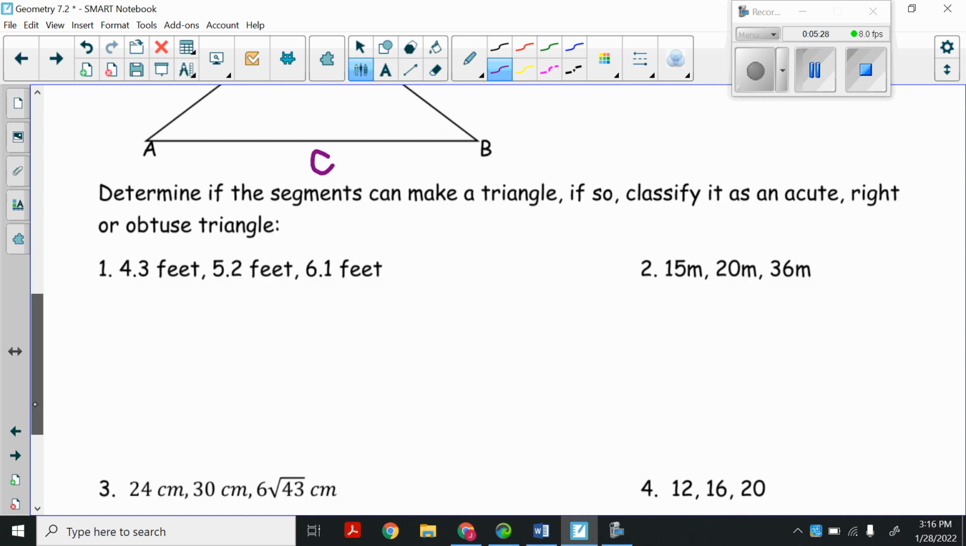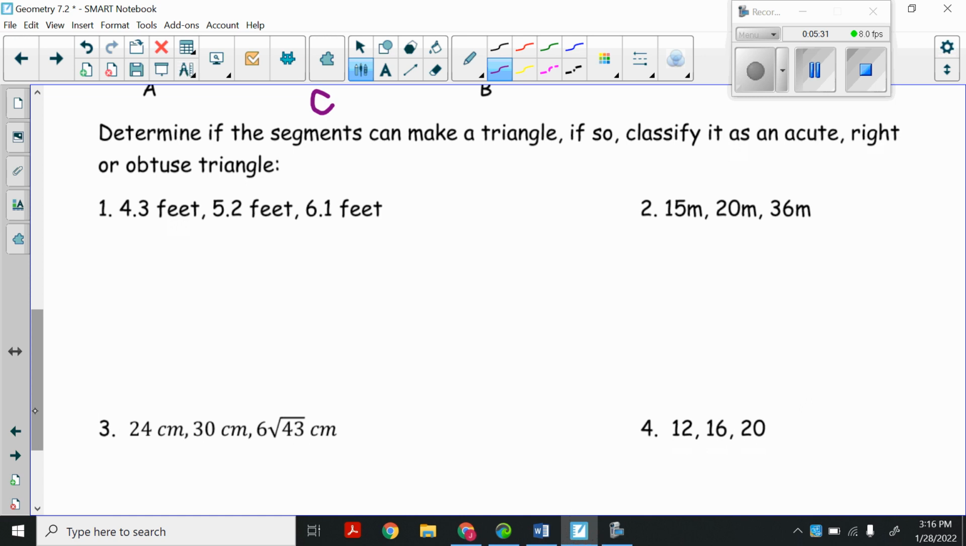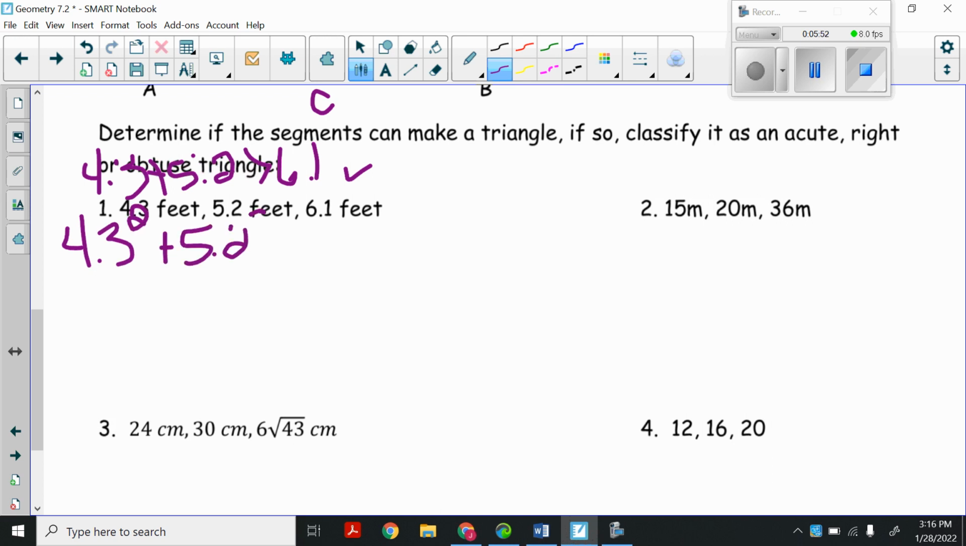So we're going to look at some examples like that. Determine first, can the segments make a triangle? If so, classify it. Is it acute, right, or obtuse? First thing we do, add the two smallest together. So it's 4.3 plus 5.2 greater than 6.1? Yes, so it'll make a triangle. Now I'm looking for 4.3 squared plus 5.2 squared, and I'm going to leave this kind of a circle. How does that relate to 6.1 squared?